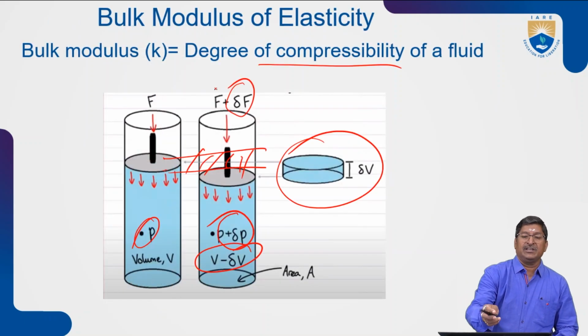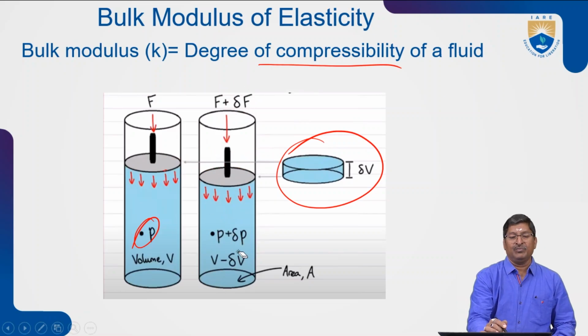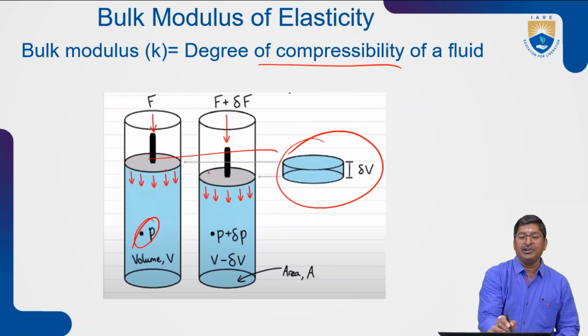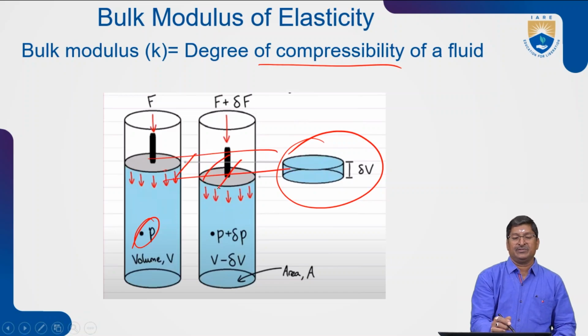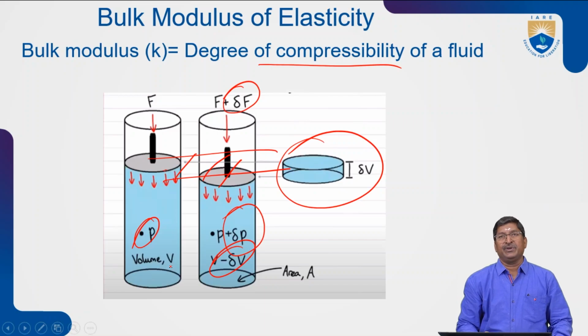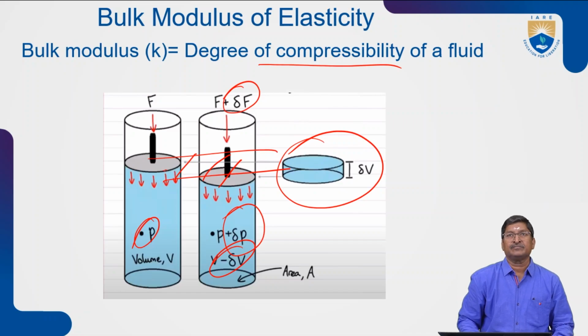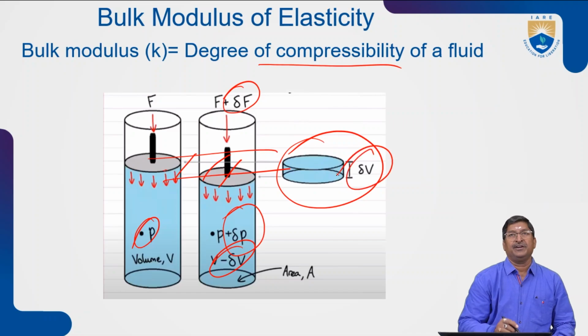If you increase the force onto the liquid volume, what will happen? The volume is decreased, so volume is decreasing, delta V, and pressure is increasing because we are increasing the force, delta P here. So if pressure is increased, volume is decreased. So this much is the delta V.